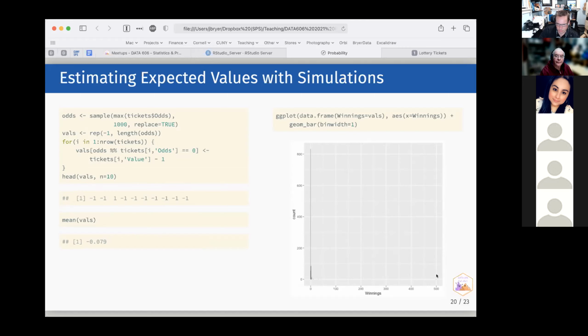I'm looking at the distribution here. Oh, it looks like I got the 500 here, which matters because I'm taking the mean. And remember, the mean is not robust to an outlier. So that outlier really skewed it.